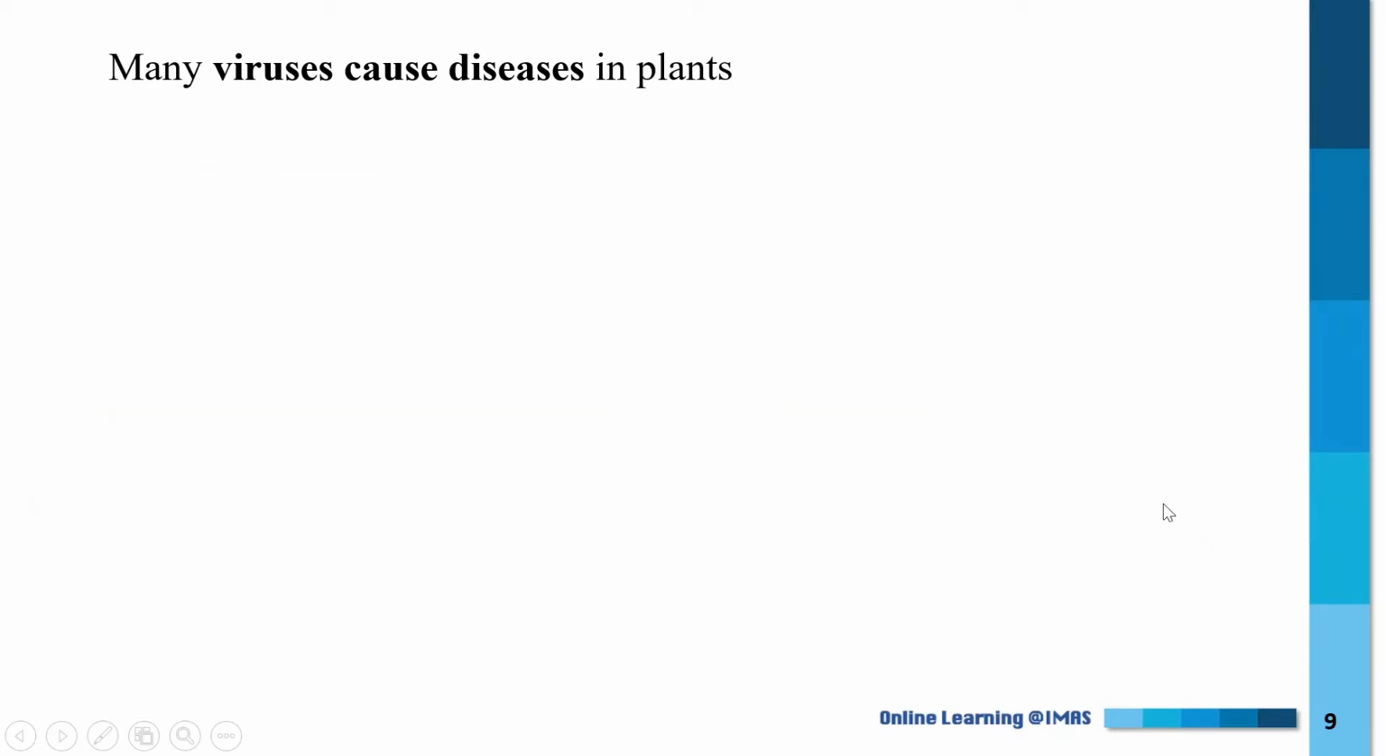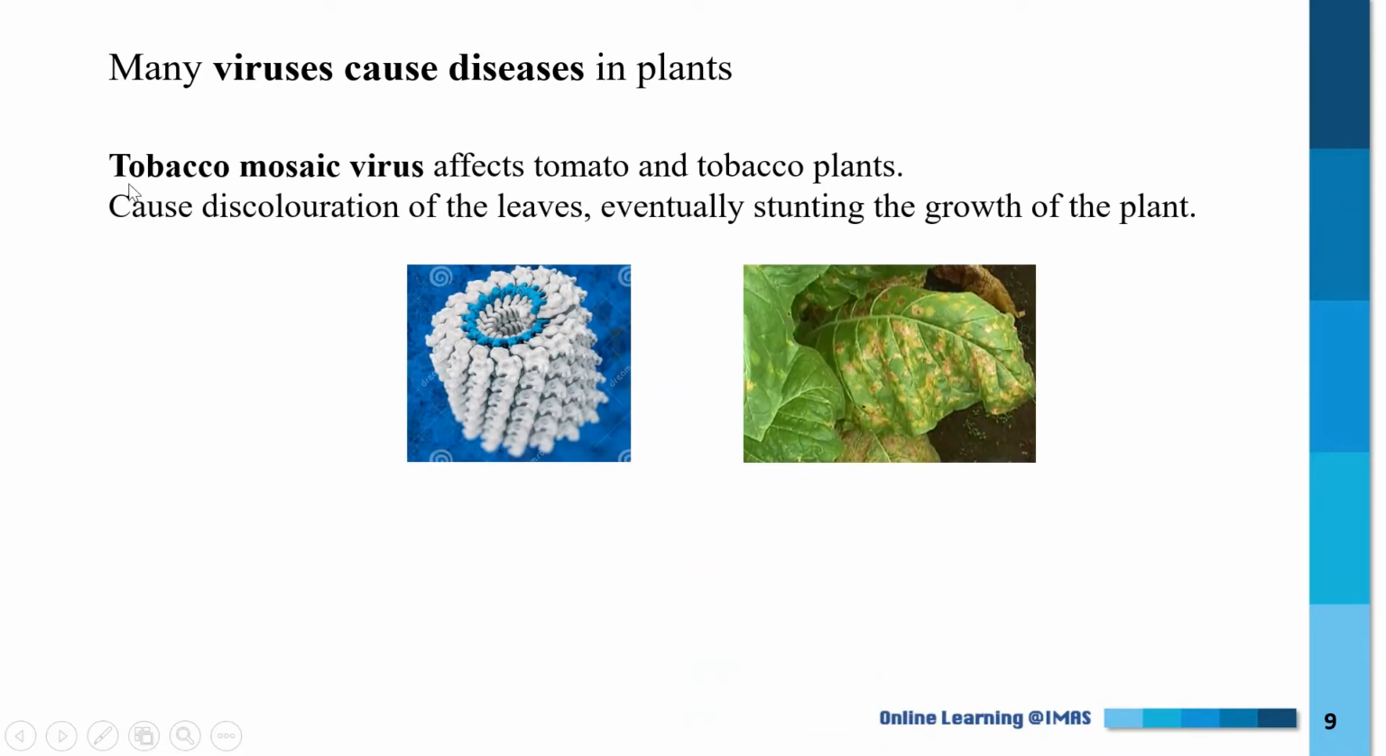All right. So many viruses can cause diseases also in plants. You have the example here of what we call tobacco mosaic virus. So this one is a tobacco plant. It will make cigarettes. There is a virus actually which affects this plant. It's called tobacco mosaic virus, and this is the structure of this virus.